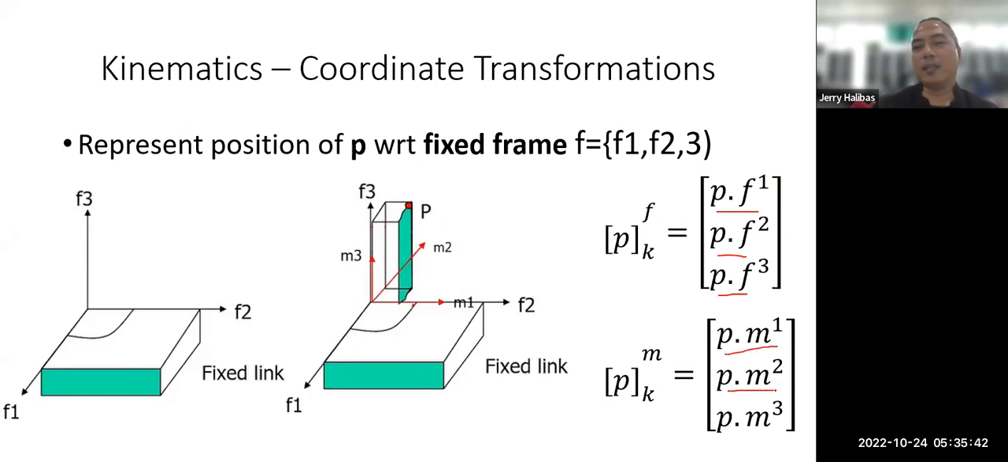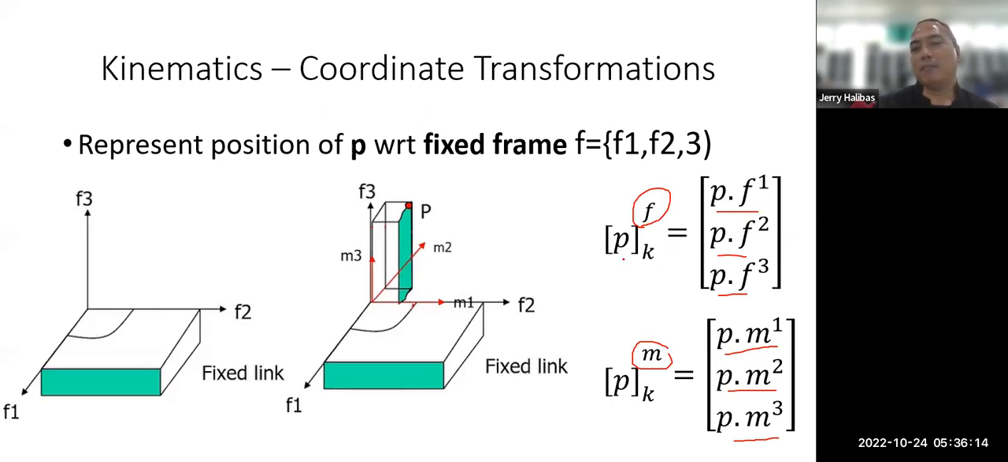Now, if it is with respect to the mobile frame, it is the other notation. Do you see the difference now? If you get the vector P in matrix form with respect to the mobile frame, you take the dot product with its unit vectors M1, M2, and M3. But if you are asked with respect to the fixed frame, you take the dot product with the fixed frame.